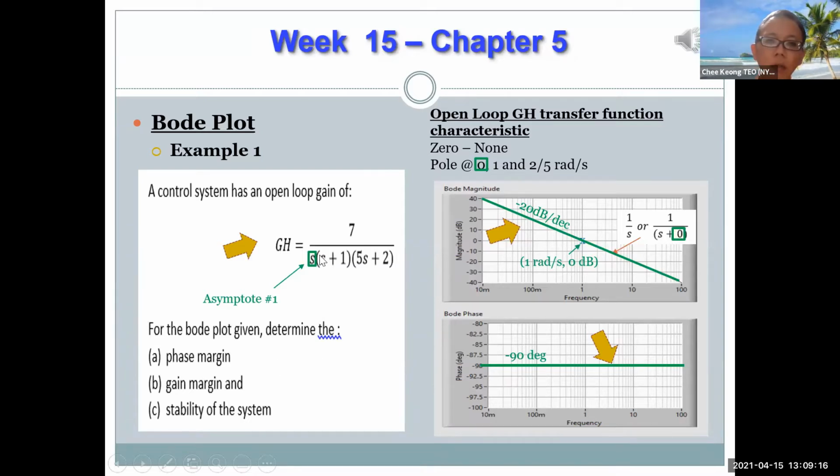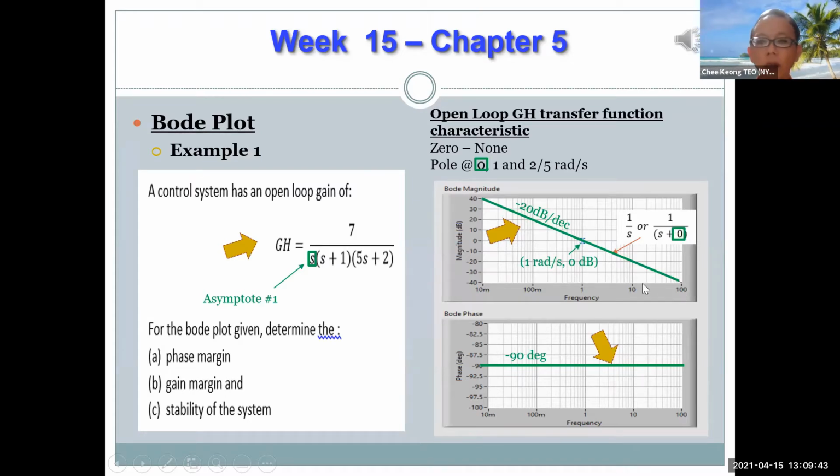So without further ado, we went into drawing out the asymptote for the phase and magnitude together, right? So for S at origin, poles at origin, your pole will slope down and cut the 1 radian 0 dB at a slope of minus 20 dB per decade. Of course, it cuts at 1. Now, of course, this is origin because S is S plus 0, 0 is actually an origin, right?